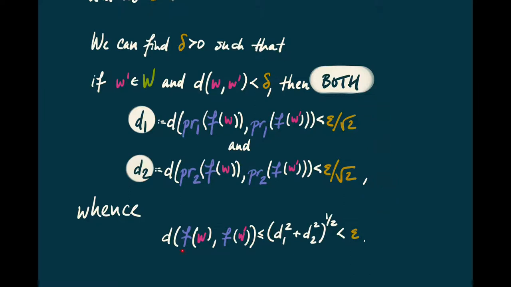And now what we can do is we can use the same kind of trick that we used last time. Namely, I'm trying to understand the distance from F of w to F of w prime. But remember, this is a distance that's being computed inside X cross Y. How do you compute a distance in X cross Y? Well, you take the distance in X and you take the distance in Y, you square both of them, add them together and form the square root. So what does that mean? That means that when I contemplate the distance from F of w to F of w prime, it can be no greater than the square root of the sum of the squares of D1 and D2. And by the way that we selected delta, we ensured that D1 and D2 were each strictly less than epsilon over the square root of 2, so our distance here must be strictly less than epsilon. And victory is ours.